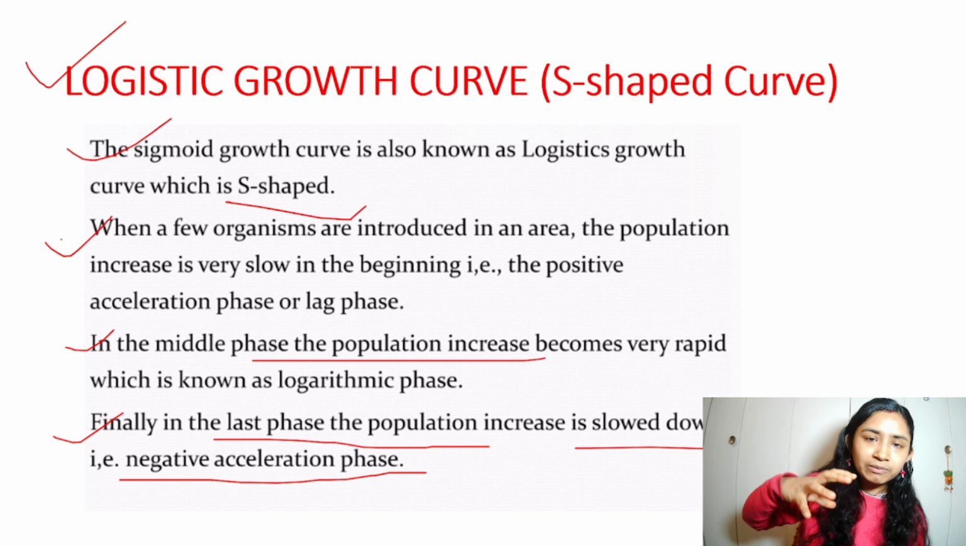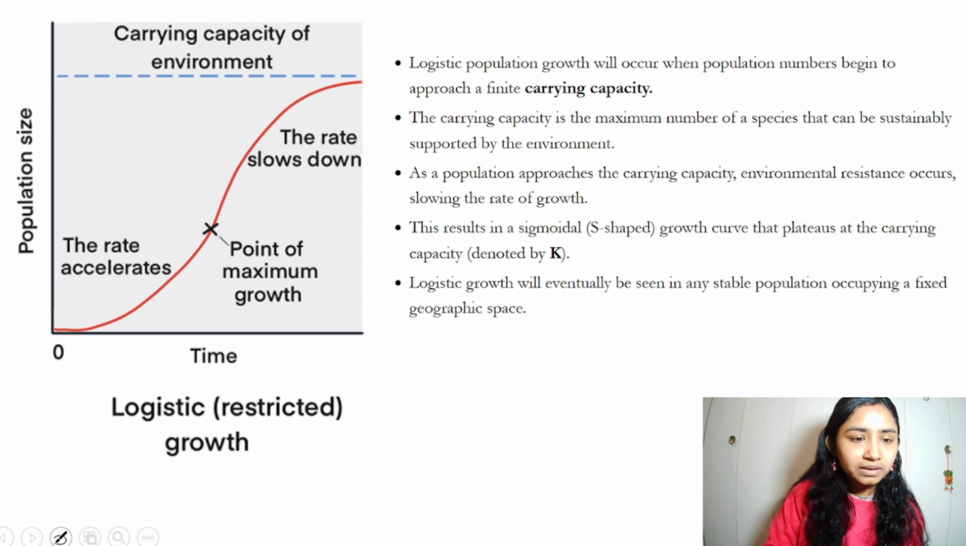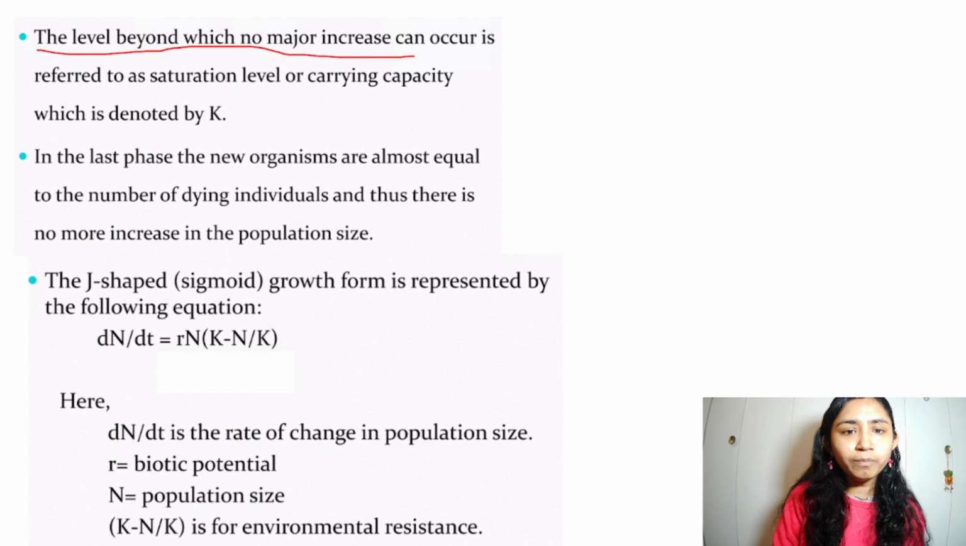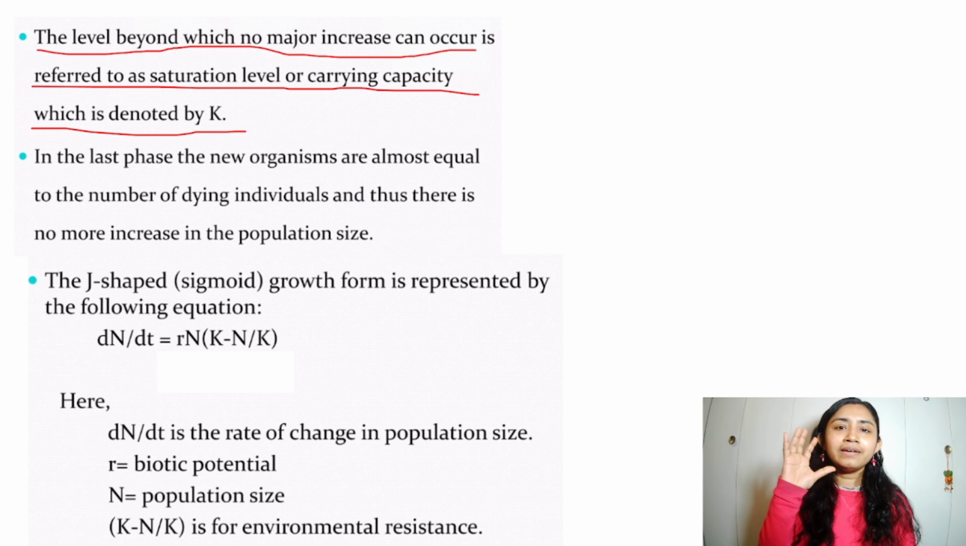So at first the population is growing, the lag phase. I'm showing you the curve here. Slowly it's increasing, and after that the rate also slows down, and it declines. This is the S-shaped curve for the logistic growth curve. I'll come to this later. The level beyond which no major increase can occur is referred to as the saturation level or the carrying capacity, which is denoted by K.